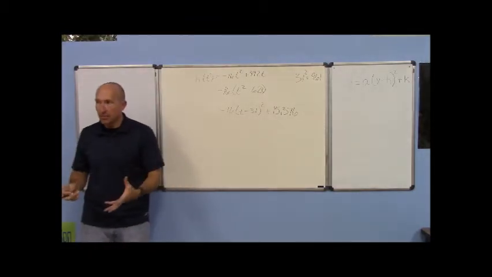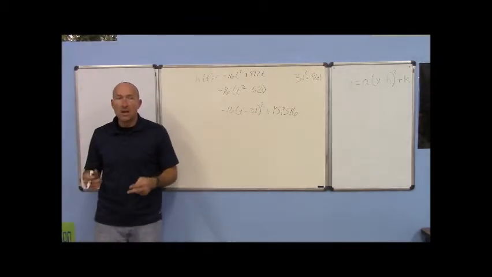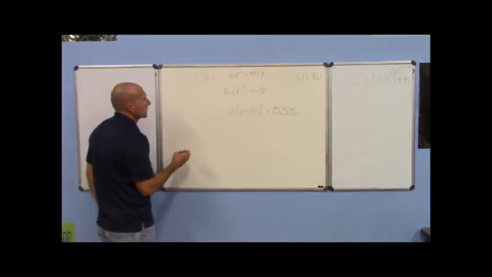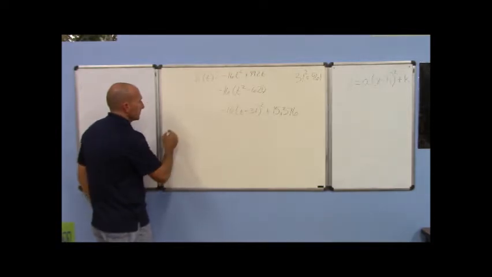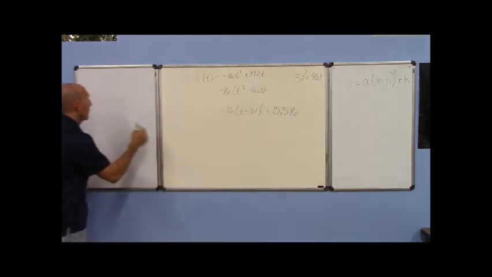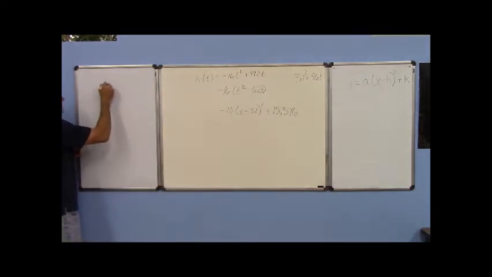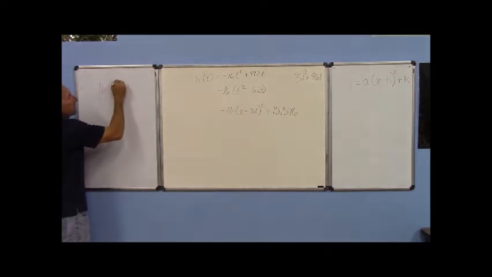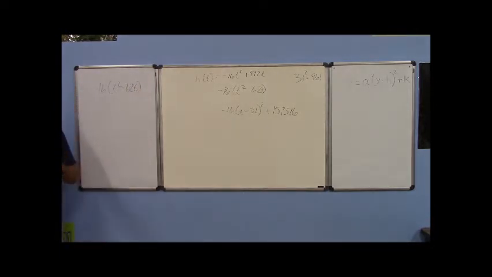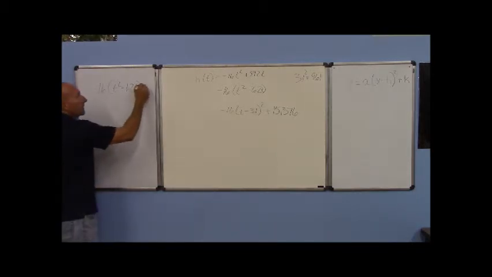Because we skipped a step, actually we skipped 2 steps to get there. So let's think back. We'll go over here. Minus 16, t squared minus 62t. What do we normally see after here for a quadratic equation? Equals what? Zero? Equals 0, yes.